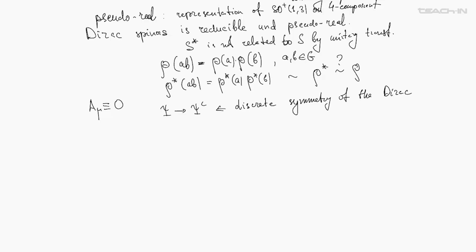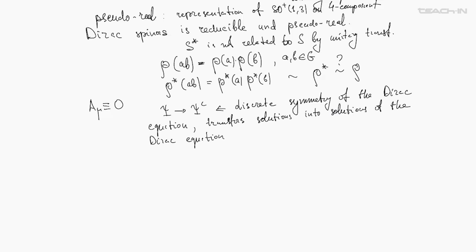You can ask why it's a symmetry. It's because it transforms solutions into solutions of the Dirac equation. So if you have one solution which you call psi, then if you apply this operation of charge conjugation, you will get another solution of the same Dirac equation. In this respect, it's very similar to, say, parity or time reversal. It acts in a similar way. It transforms solutions into solutions.